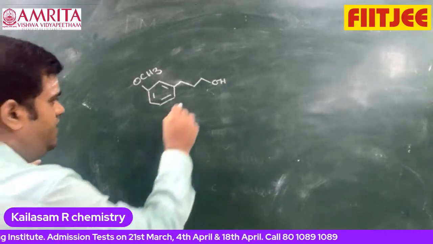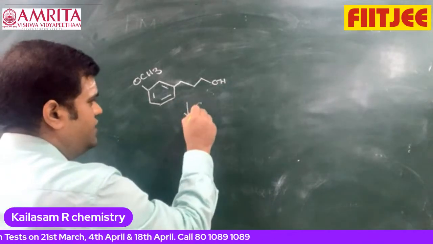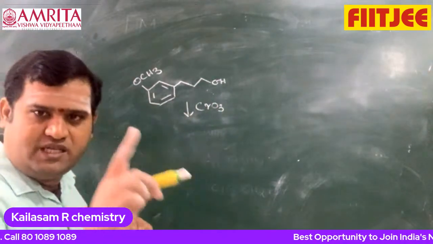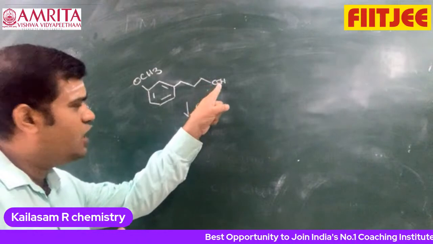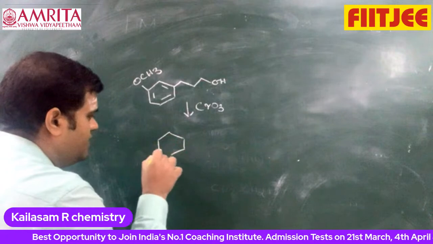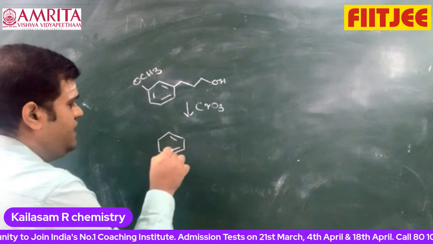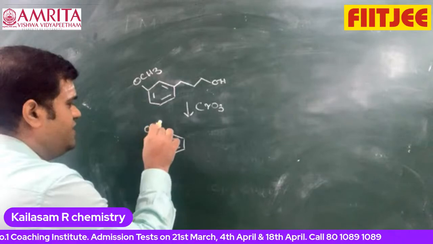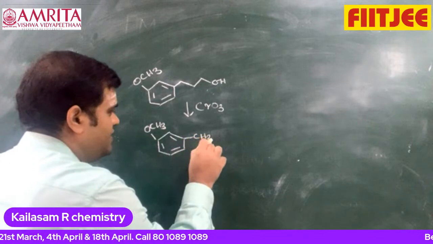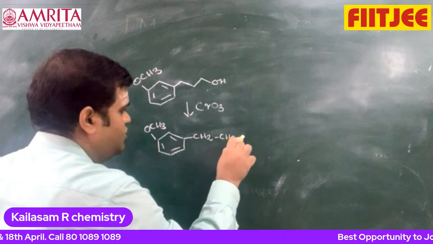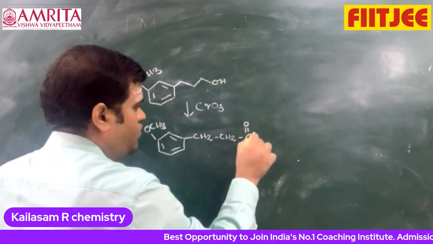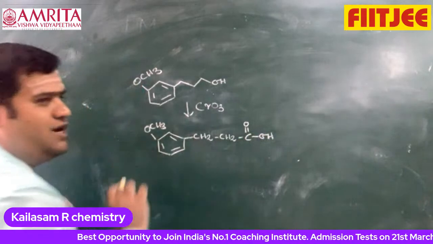Now, when I go with CrO3, what is CrO3? It's an oxidizing agent. It oxidizes primary alcohol into carboxylic acid. So I am taking like this. Here will be OCH3. Now what I am going to get is CH2, CH2. So 1, 2, 3, 1, 2, C double bond O, OH. I got a carboxylic acid.